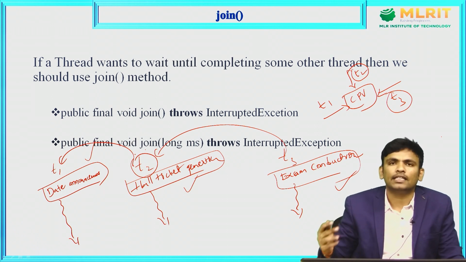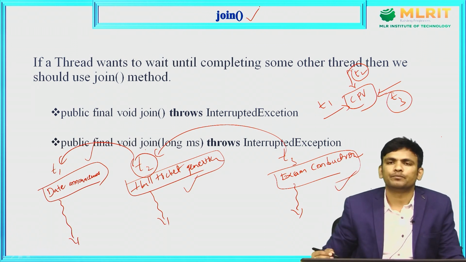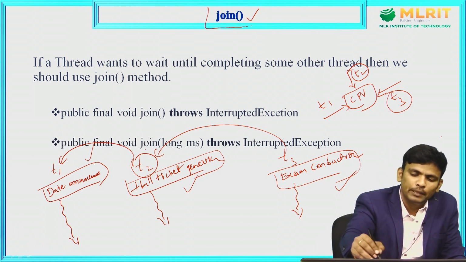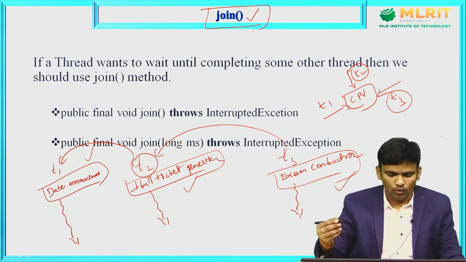In such scenarios, what do we need to use? The join method. So simple: if you want to make the threads interdependent, we need to use the join method. So how do we work with the join method?